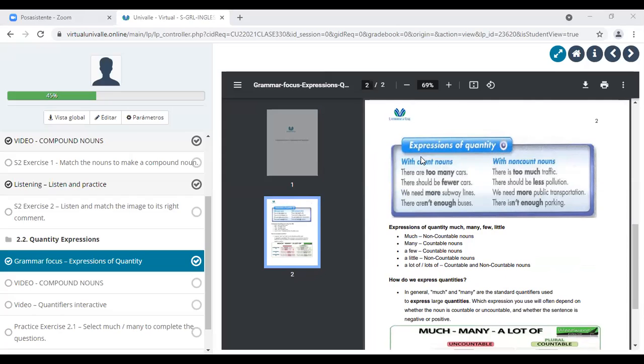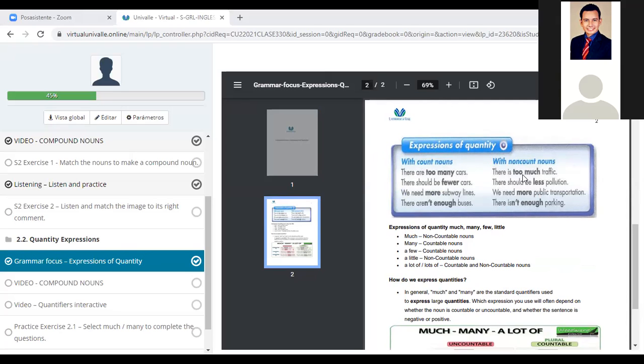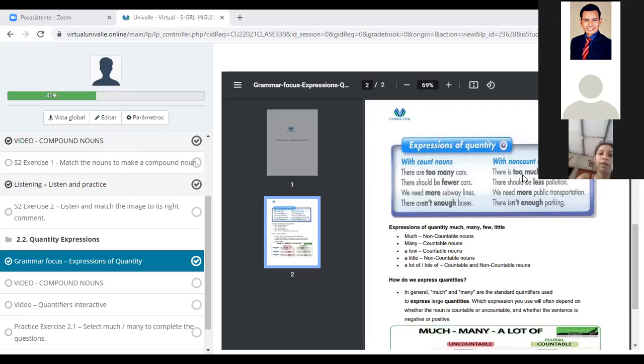There are too many cars. There should be fewer cars. There is too much traffic. There should be less pollution. We need more subway lines. There aren't enough buses. We need more public transportation. There isn't enough parking.